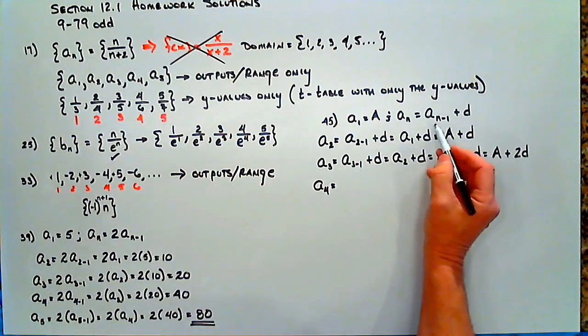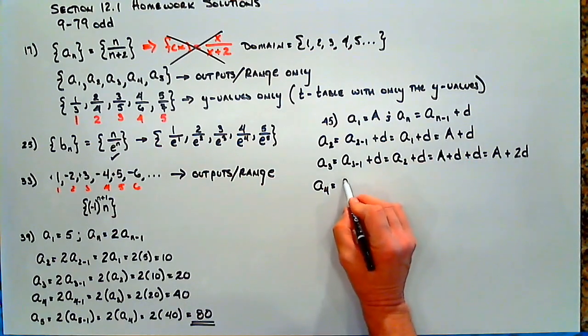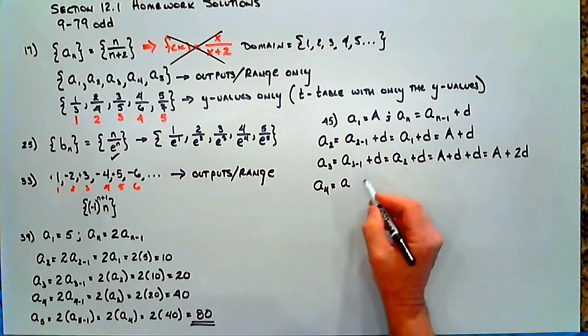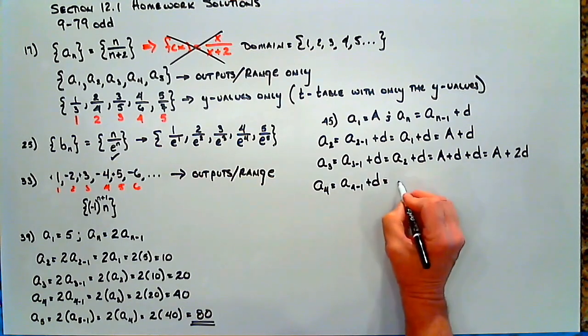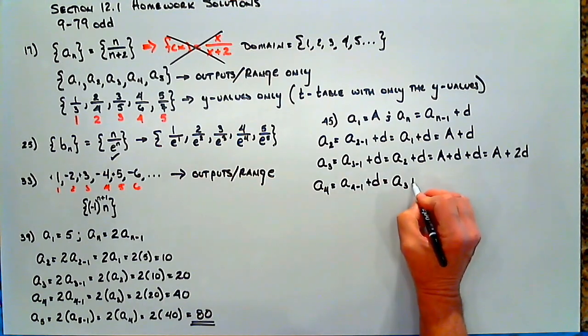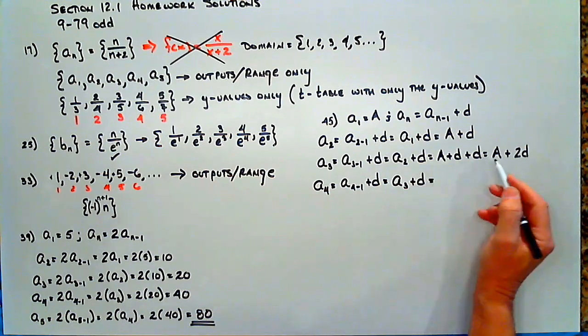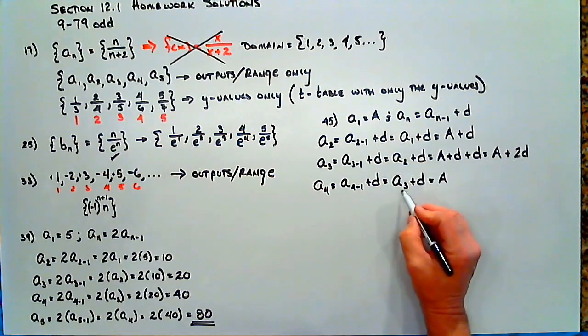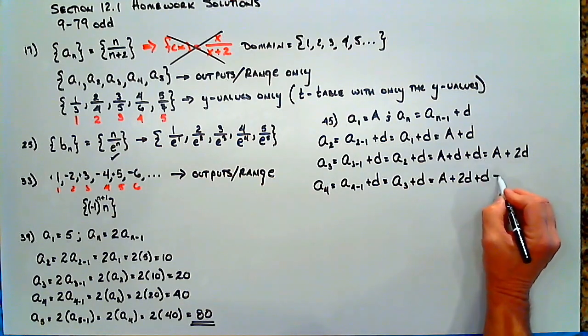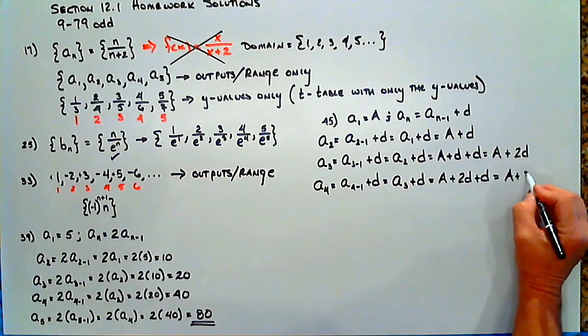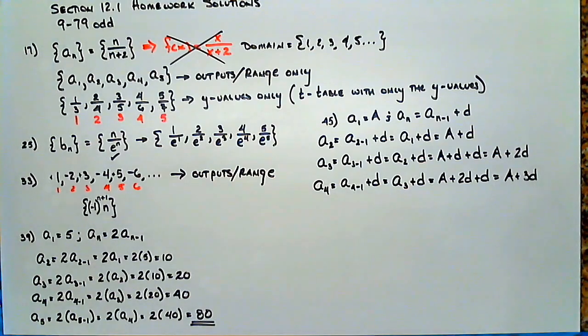Well, let's see. My fourth term is going to be my third term, right? Because it's 4 minus 1. We'll go ahead and do the work. It's 4 minus 1 plus another d. That's a sub 3 plus a d. But we know what a sub 3 is. It's a plus 2d's plus another d. That's a plus 3d's.